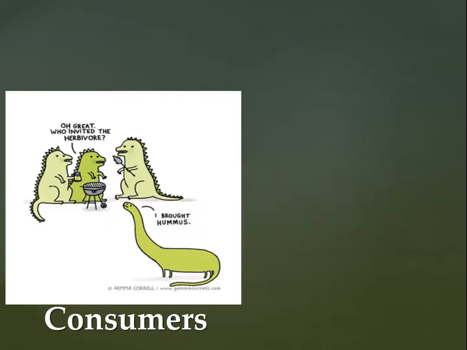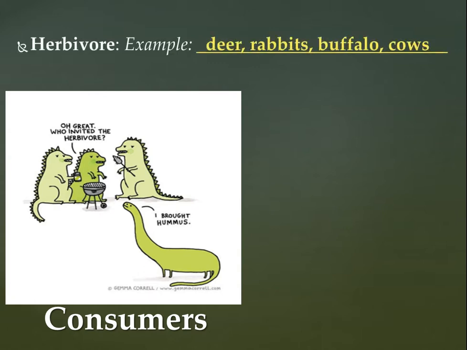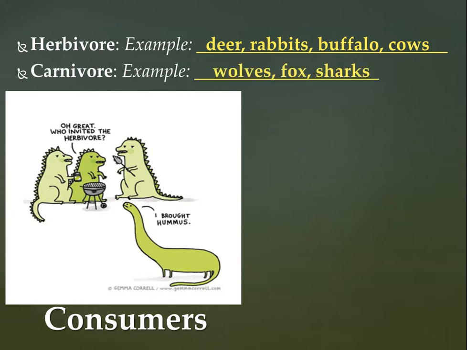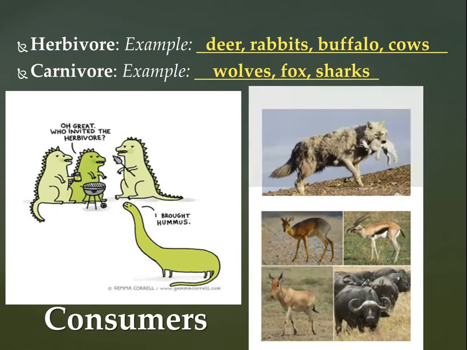Now let's talk about consumers. There are several different kinds of consumers. I'm sure you've talked about some of them back in elementary school when you were obsessed with dinosaurs. You talked about herbivores and carnivores, and was the dinosaur an herbivore or carnivore? Herbivores, examples today, are deer, rabbits, buffalo, and cows. These are things that only eat plants. Carnivore examples are wolves, fox, and sharks. Those are things that only eat meat.